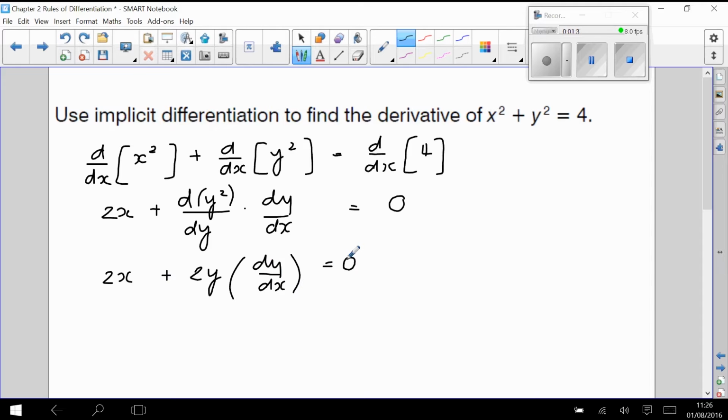You can see now by changing the subject of the formula, I can get that dy/dx is going to be equal to minus 2x all divided by the factor 2y.